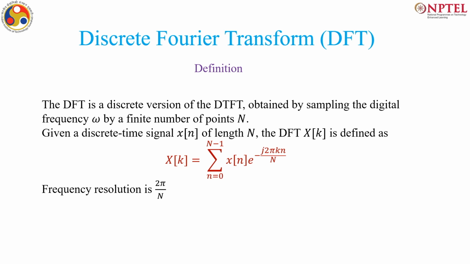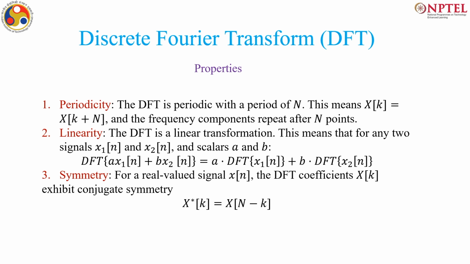So, how do I define my discrete Fourier transform? This is a discrete version of my DTFT where I take N samples, as I said. So, this 2 pi region is divided by N points, and the spacing between two consecutive points is 2 pi by N, and this is the formula for my N point DFT. So, let us find some properties of this DFT.